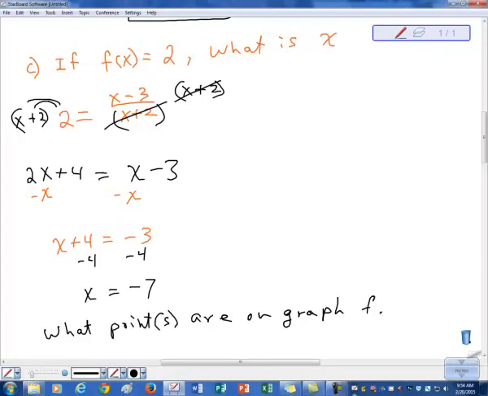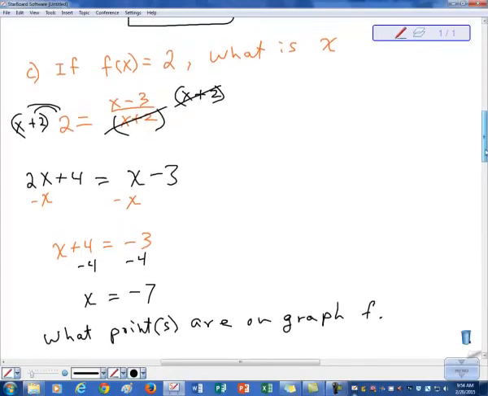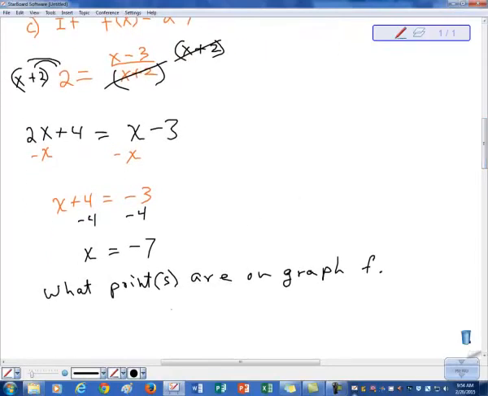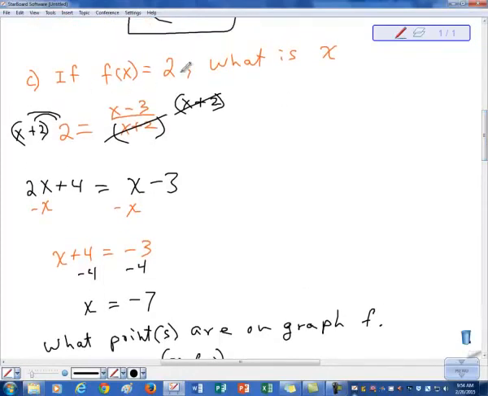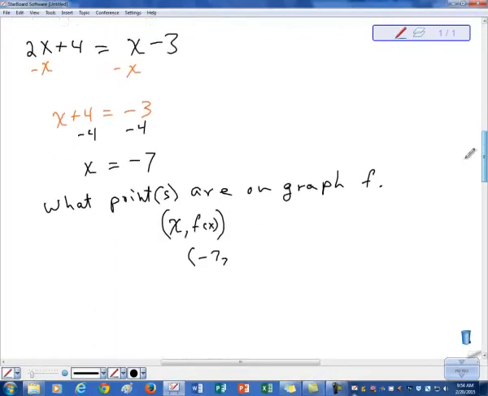Well, you tell me. You're looking at x and f of x again, right? Well, what was x? You should have said x is negative 7. And what is f of x? Well, f of x, that's what we started with. We substituted that in. f of x is 2. And so that is our answer for that part of the question.